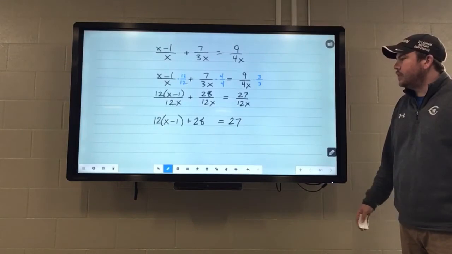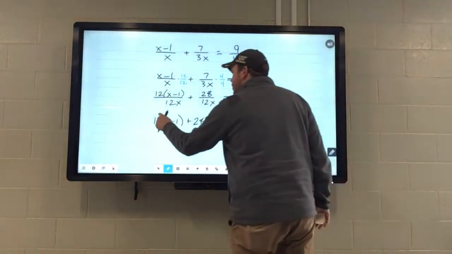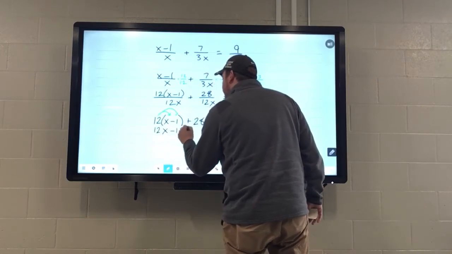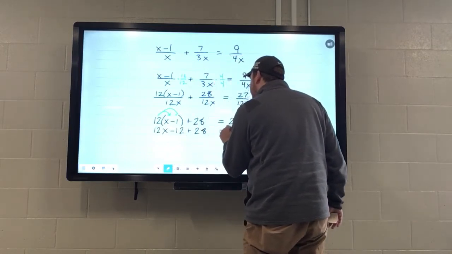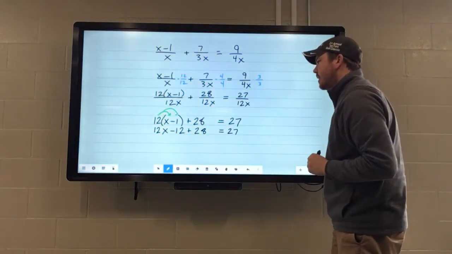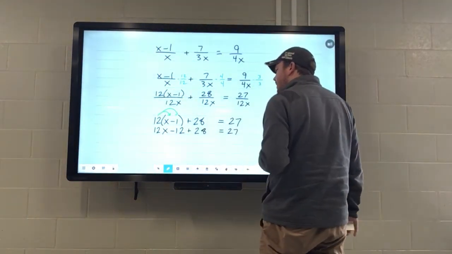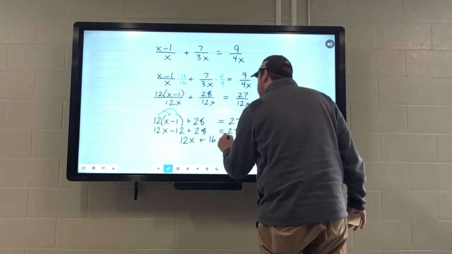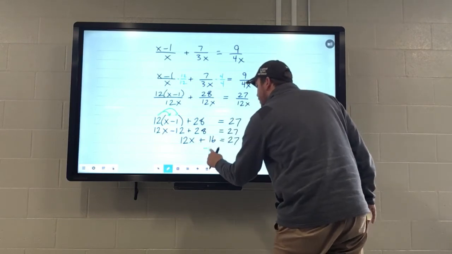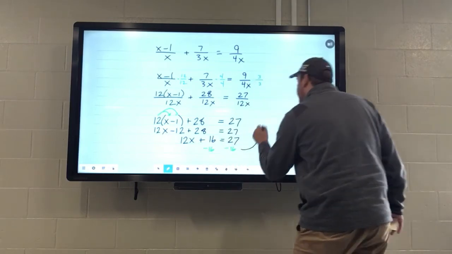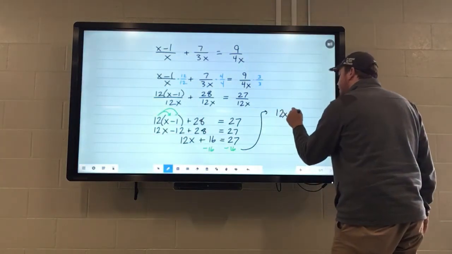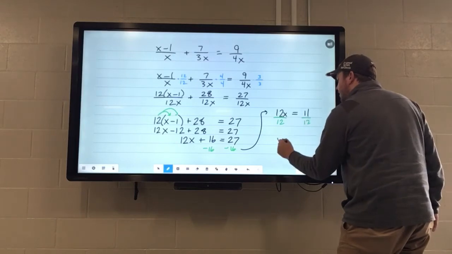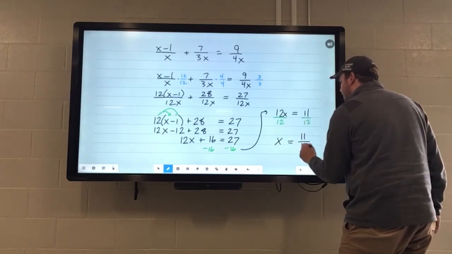And now we just solve it like we would any other equation. I'm going to start by distributing the 12 here. So 12x minus 12 plus 28 equals 27. Negative 12 plus 28 would be 16. So 12x plus 16 equals 27. Subtract 16 from both sides, leaving us with 12x is equal to 11. Divide both sides by 12. Our final answer is x is equal to 11 over 12.